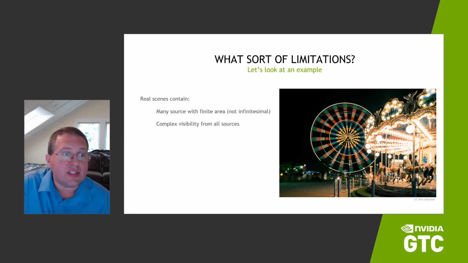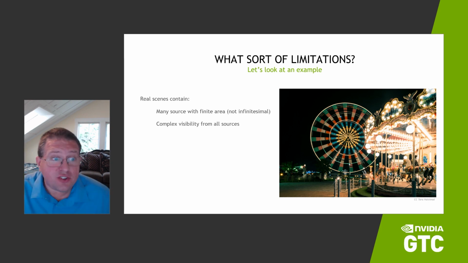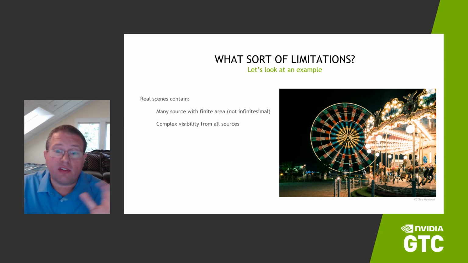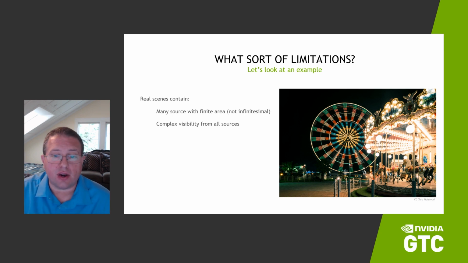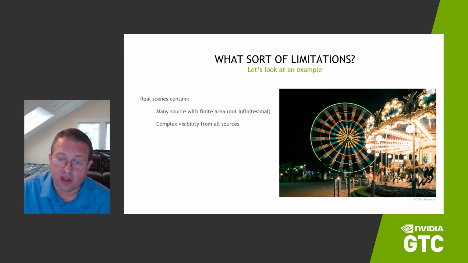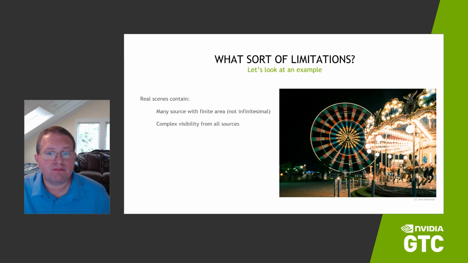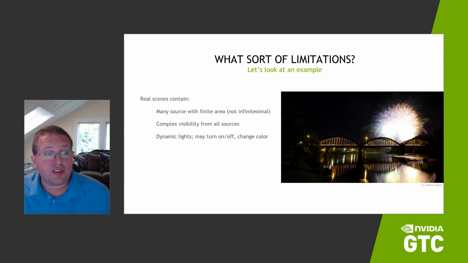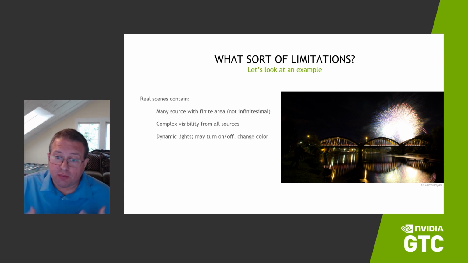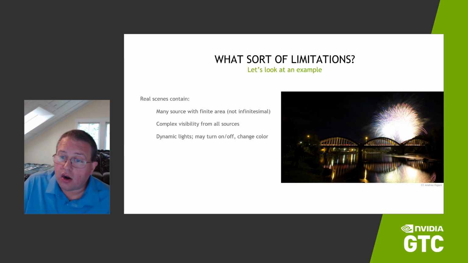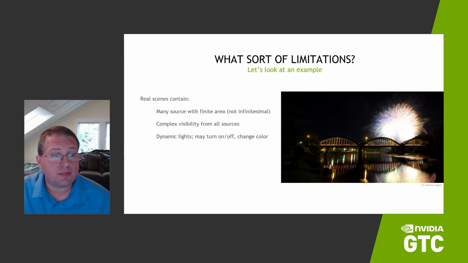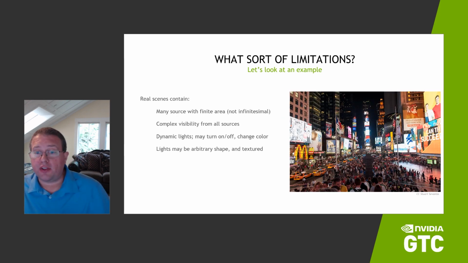Well, real scenes contain potentially large numbers of light sources, all of them with finite area, not infinitesimal area. And these have complex visibility and shadows that extend throughout the scene. These lights can be dynamic. They can move around, they can split, they can merge, they can turn on and off, and they can change color. They can be arbitrarily shaped, they can be textured, and the textures can animate themselves.